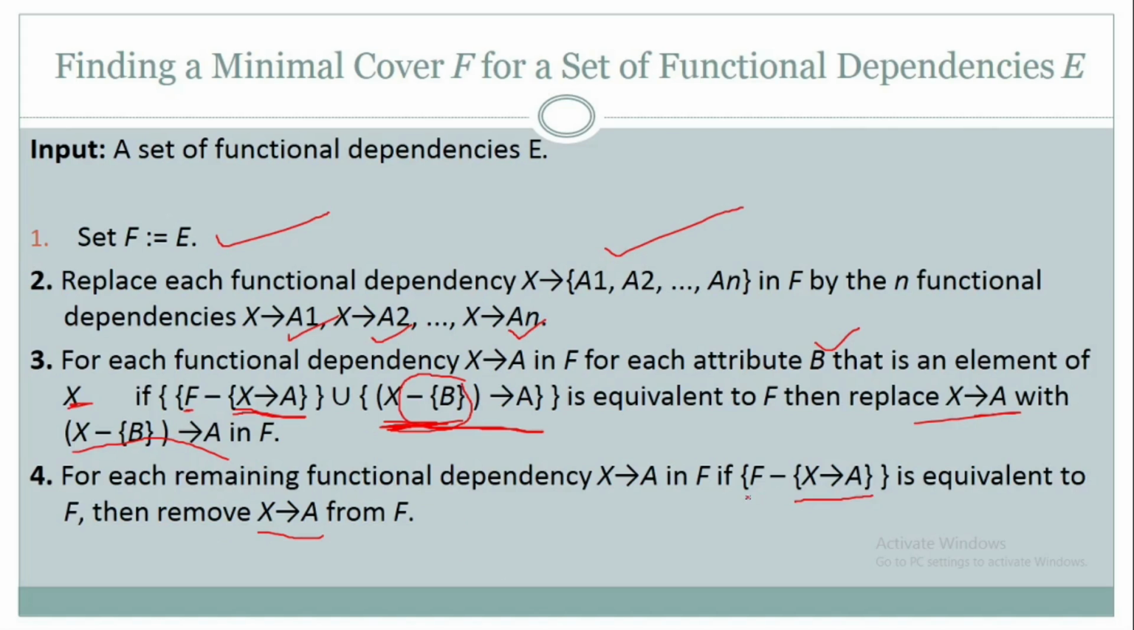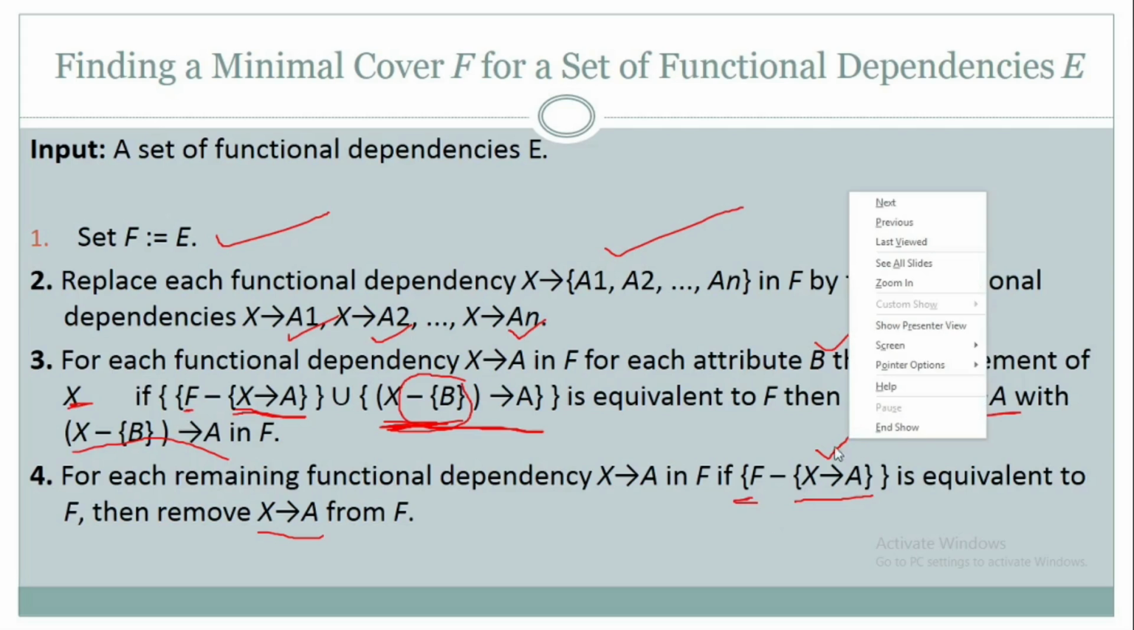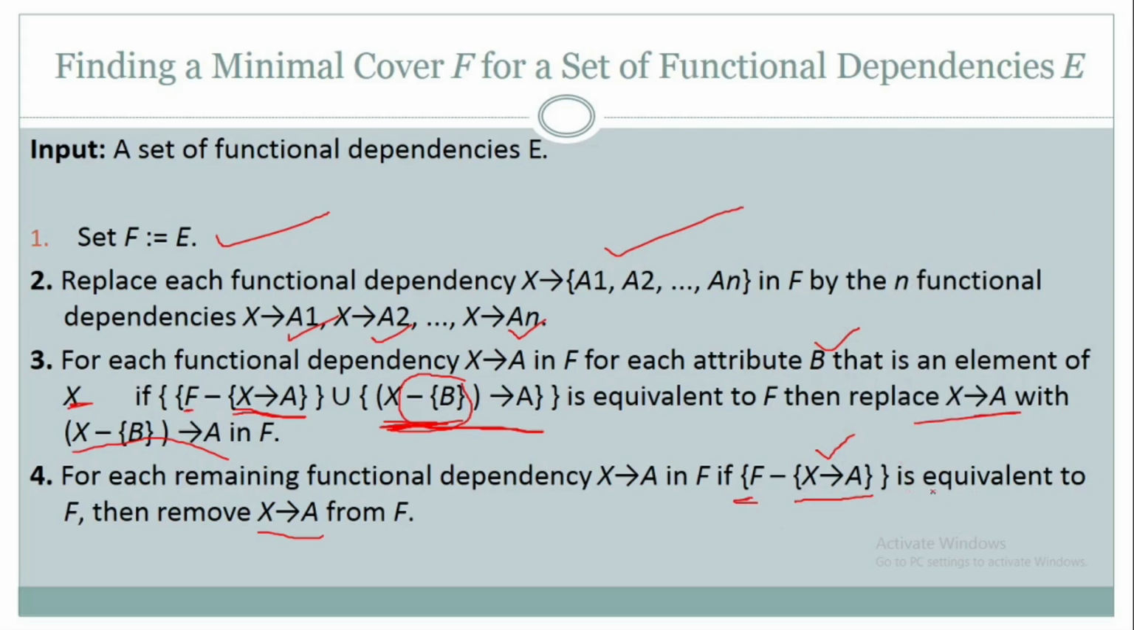If I remove that particular functional dependency, X determines A, from the overall set of functional dependencies, and it is still equivalent to F, then I will just remove it. Even if I remove X determines A, if it is still equivalent to F, then I have no need of this X determines A in F. I will just remove it from F. This is just an algorithm for the minimal cover F for a set of functional dependencies E.